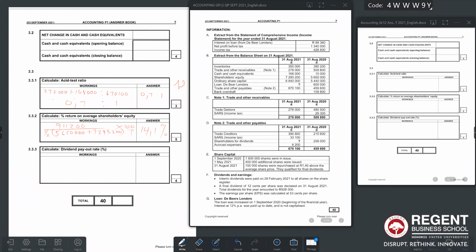Now, if they ask you to comment on that, in order to comment you always compare. You will always remember return on shareholders' equity. I want to know, if I took my money and put it in the bank, how many percent would I get? Under today's times, banks will only give you plus minus around 7%.